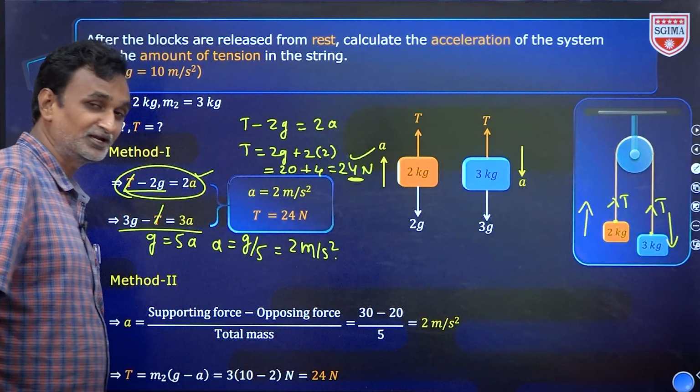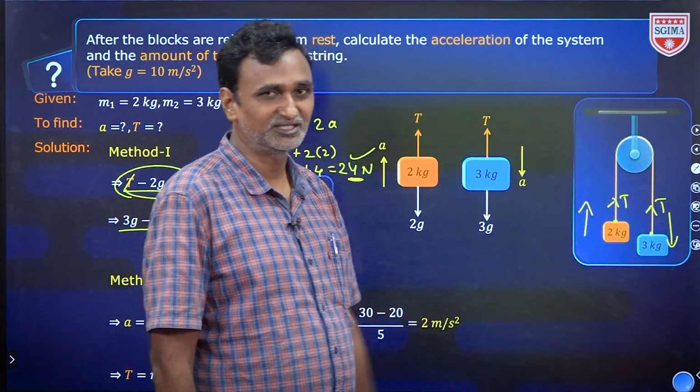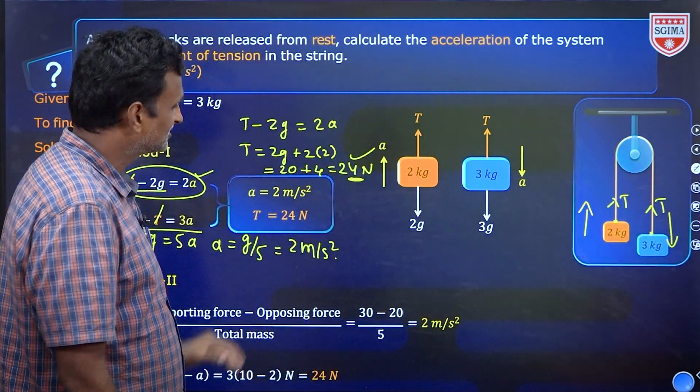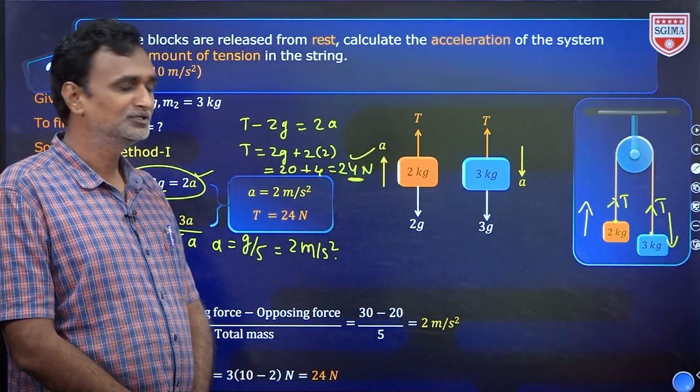This is the tension acting, and since a single string is there, the same tension acts, and tension will be same in the total string. Okay, this is actually the first method, and the second method is also very easy.